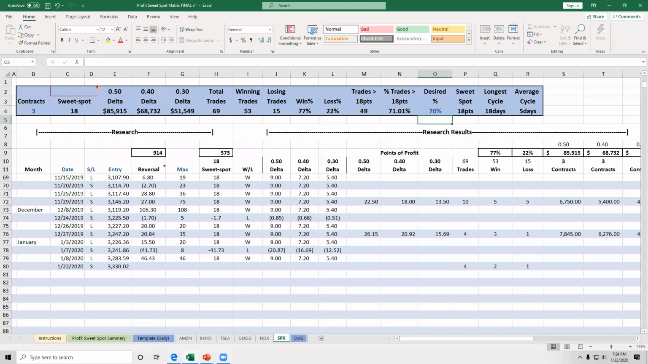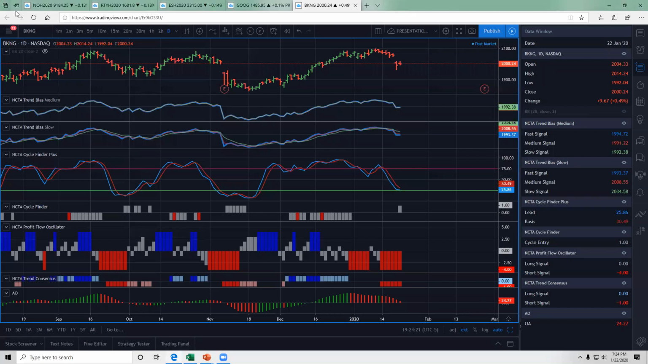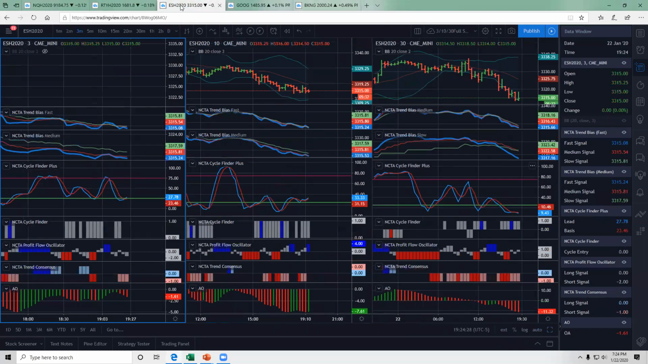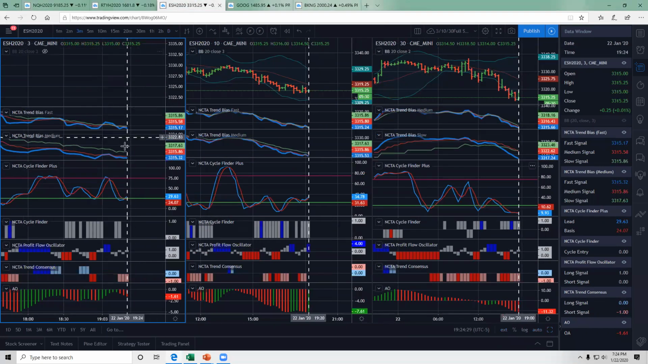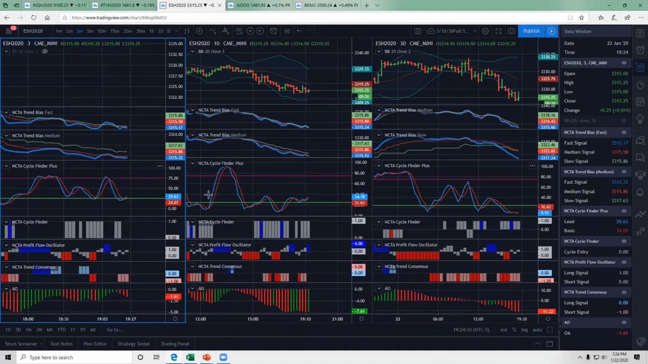We want to share with you a thought process that we have. So, as an example, there were a couple of situations today where we were looking at all 3 indexes, NQ, RTY, and ES, and all 3 of them had the same coordinated alignment between the 3 and the 10.